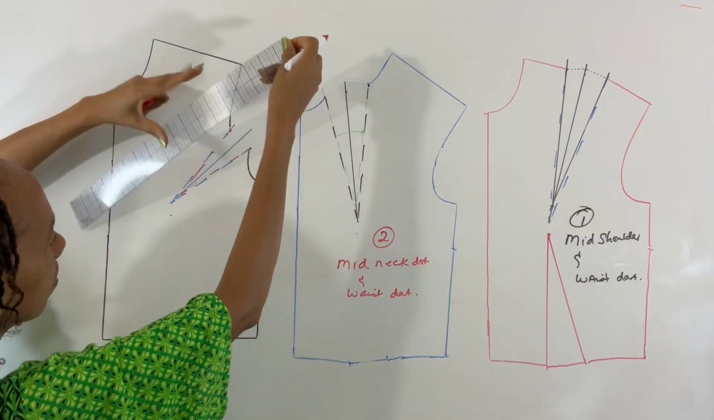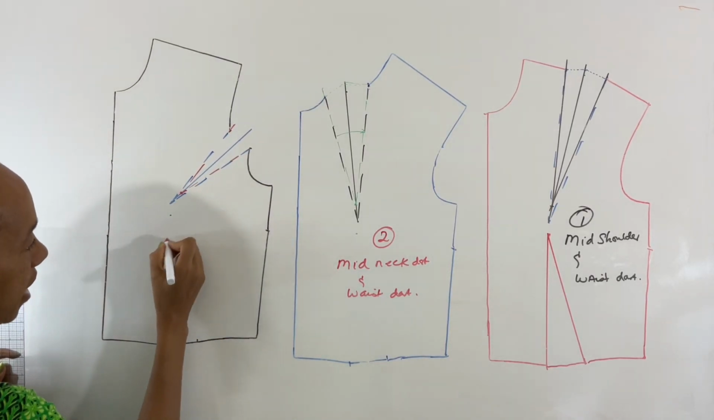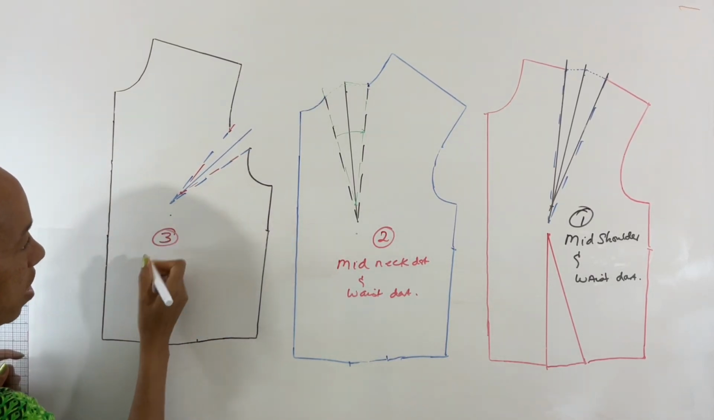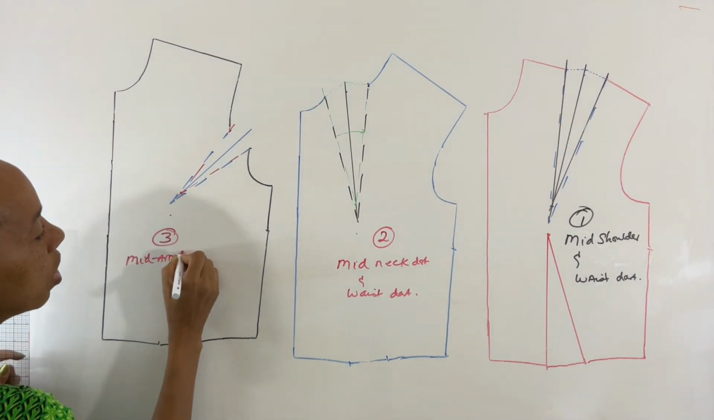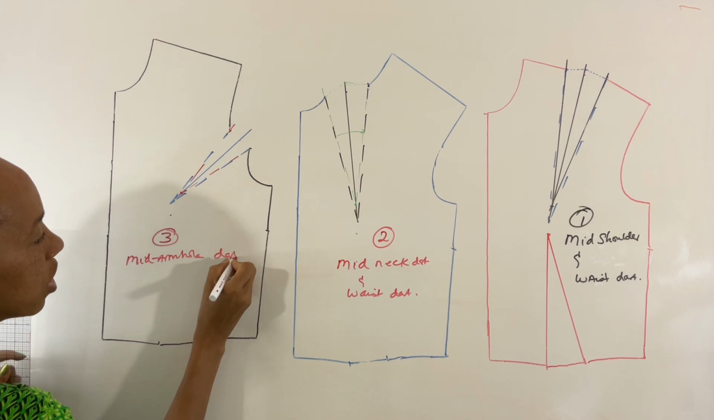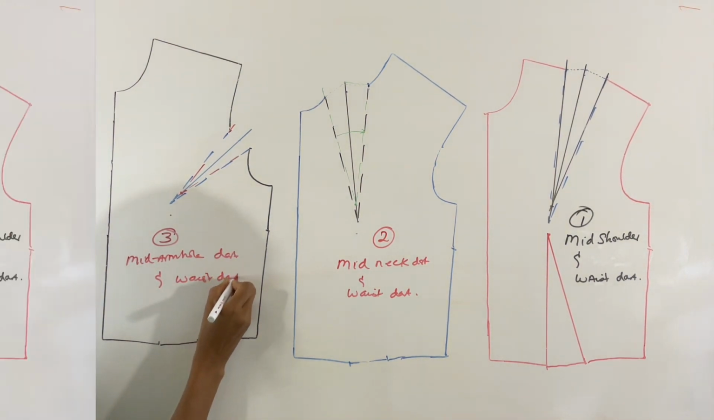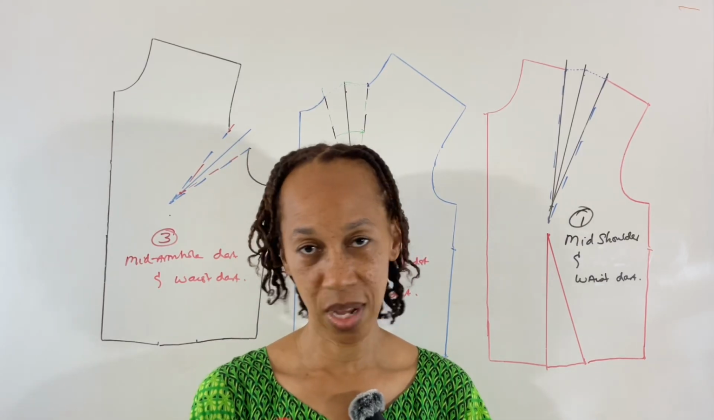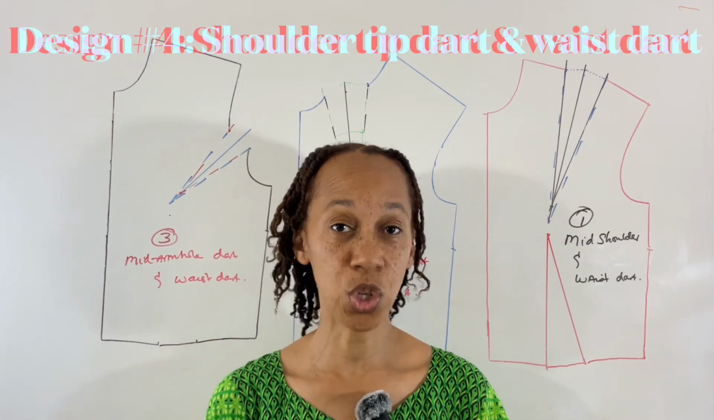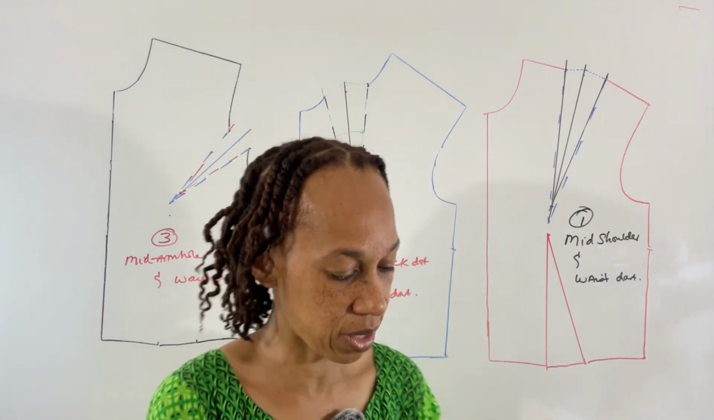All right, so you have it right there. And so this is design number 3, which is the mid armhole dart and the waist dart. So our fourth design that I'm going to do is not going to be a mid something dart. It's going to be actually the shoulder tip dart and the waist dart. So let's get right into that.